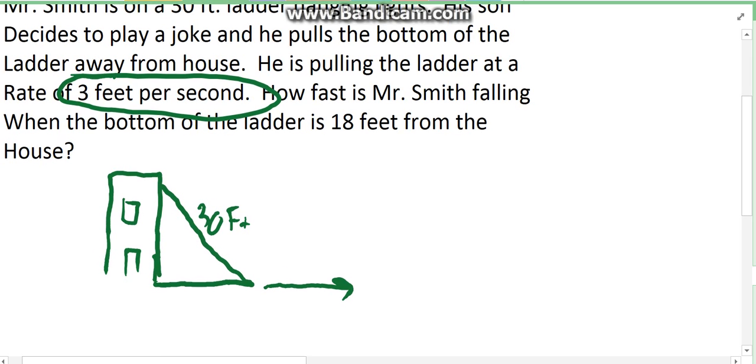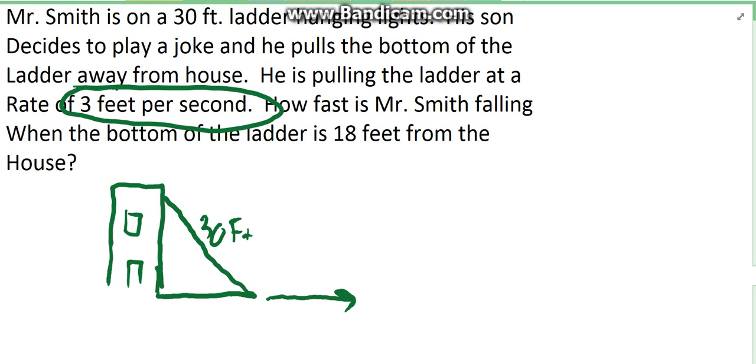So, let's talk about a couple misconceptions that students usually have for this. Just because this side, which I'm going to label B for right now, is being increased by 3 feet per second, because he's pulling the ladder away from the house at 3 feet per second.